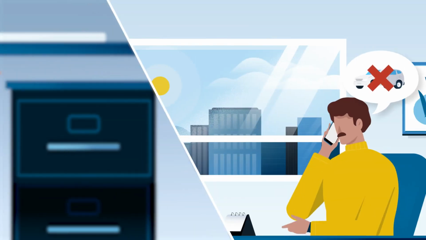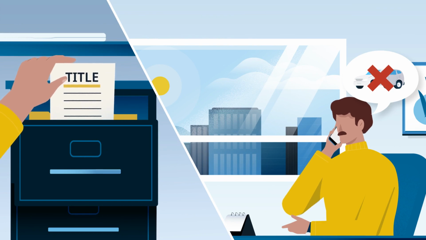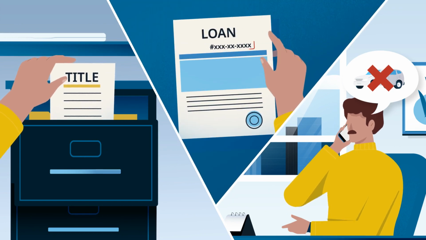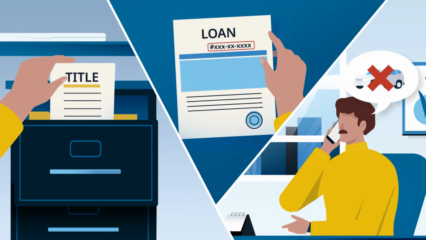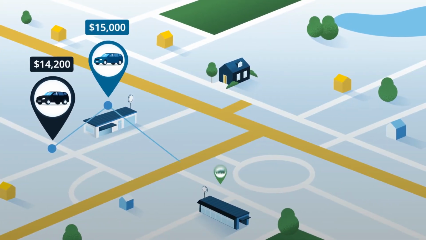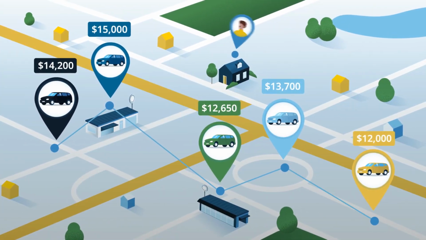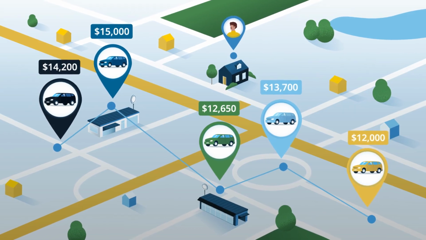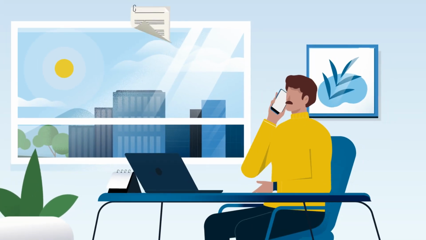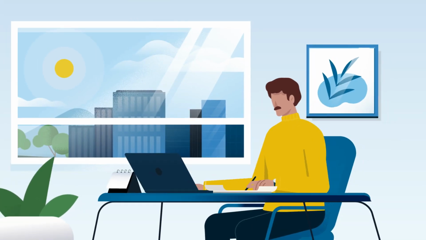If you don't have a loan, then you'll need to find your title. If you have a loan, find the loan number and tell your bank about the loss. Our payment is going to be based on the prices for vehicles like yours that are being sold in your area. Also, when we contact you, we're going to send you some more important paperwork.